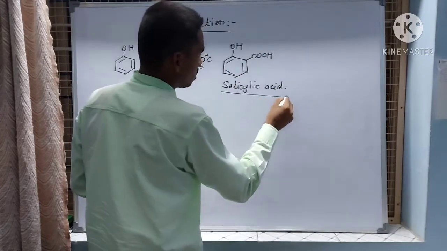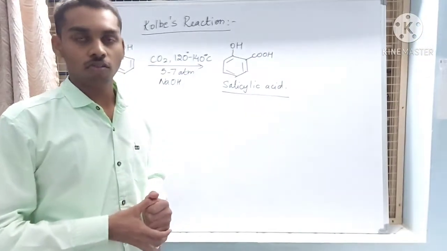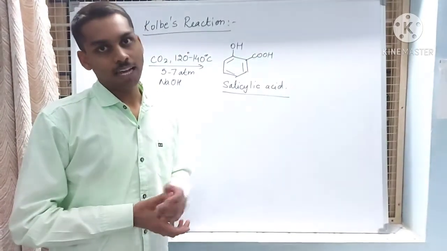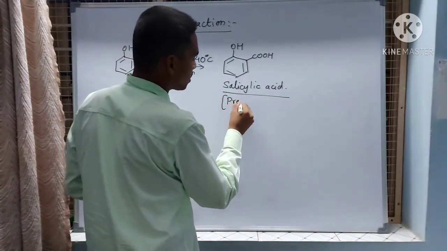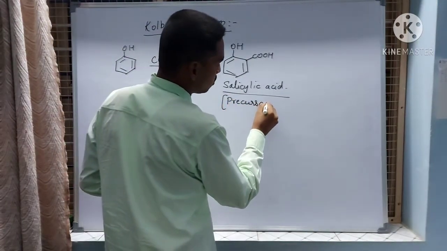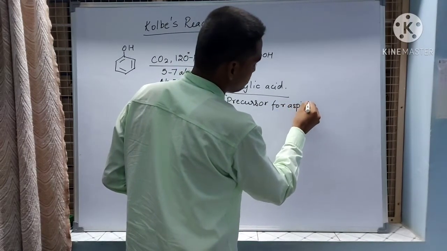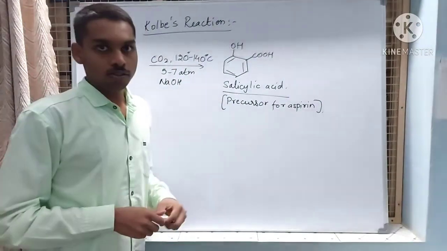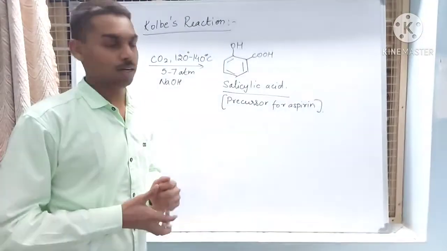One thing about salicylic acid is it acts as a precursor molecule for the formation of aspirin. Aspirin, you know, it is a tablet, medical tablet, right? So it is used as a precursor for aspirin. So it's precursor meaning it's the basic compound from which we are going to derive, or from which we are going to prepare aspirin.